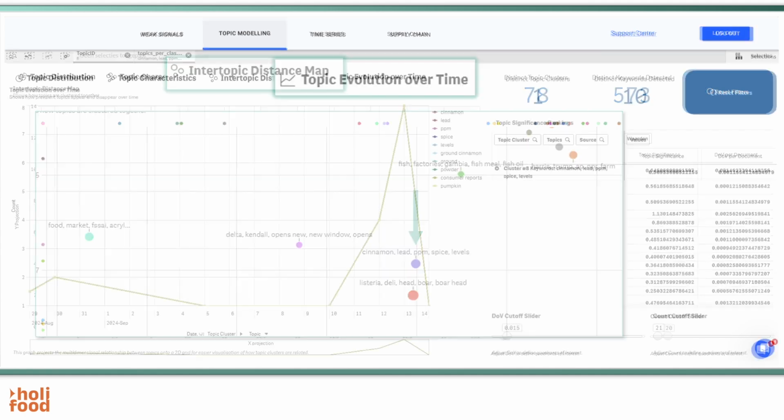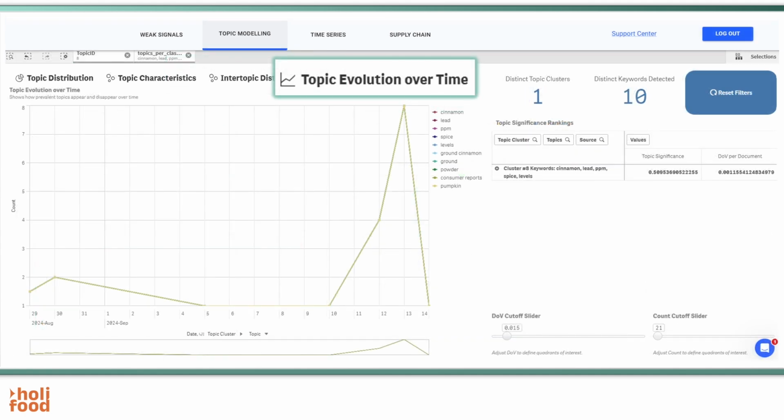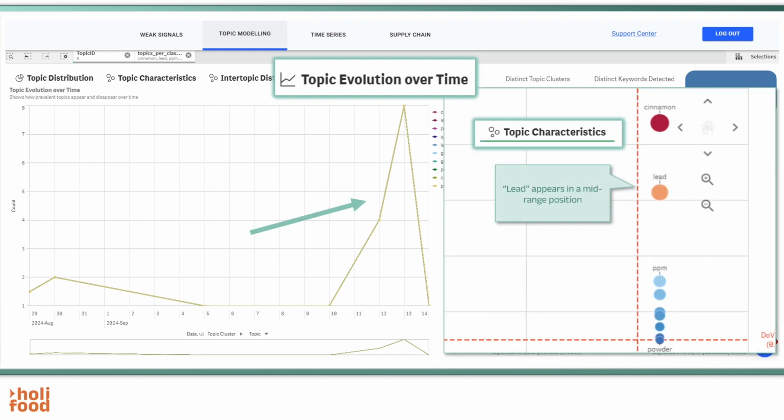Next, we move on to topic evolution over time. Here, we confirm if there is indeed an emerging risk. Topic evolution over time visually represents temporal patterns. We see a pronounced activity spike in recent months. This, combined with its positioning in a topic characteristics view, provides compelling evidence of an emerging risk.